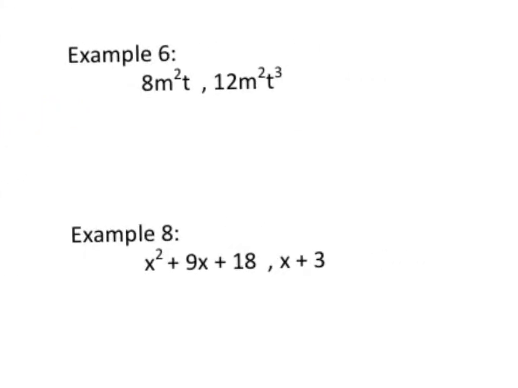Now the next one, I'm going to do the second way I talked about. So 8 and 12, what's the lowest number that both can go into? And that would be 12. I look at my m's. So I take the one that has the most, they both have the same, so m squared is it. I have t, I take the one with the most, and that's the least common multiple.